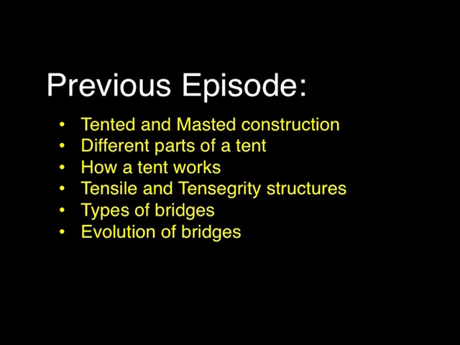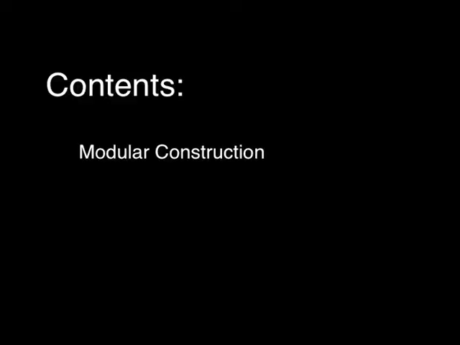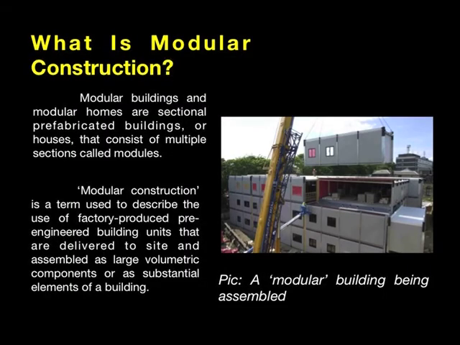We saw different types of bridges. We saw the classification of bridges according to their functional typology. We saw animations of bridges according to the way they function. We saw the evolution of bridges from ancient to more modern bridges, and with that we came to an end of the first unit in the last episode. In this episode we will be looking at a few snapshots into the second chapter. Today we will be looking at modular construction predominantly. Let us get into the subject.